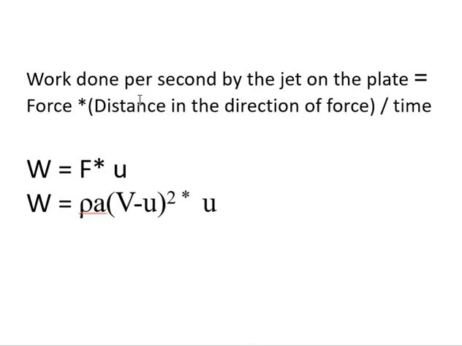Now, the work done per second by the jet on the plate. We know the work done is equal to force times distance in the direction of force per time. Here the distance in the direction of force per time means small u. Therefore, W is equal to force times distance, that is u. What is the value of F? F is nothing but rho A (V minus u) whole square, times u.